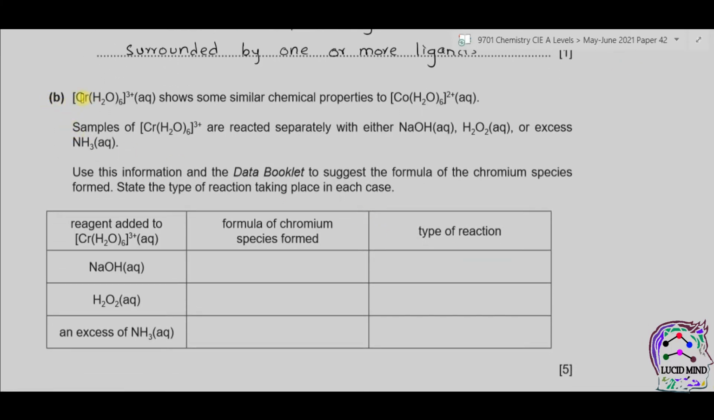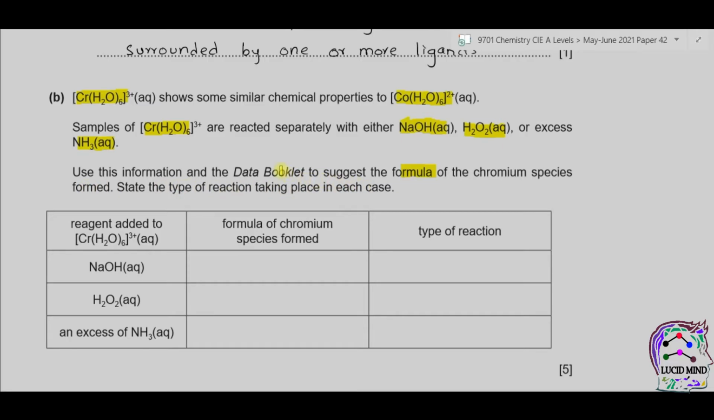Part B, we have chromium H2O6, 3 positive, aqueous. It shows similar chemical properties to cobalt H2O6, 2 positive. Samples of chromium H2O6 are reacted separately with either sodium hydroxide aqueous, hydrogen peroxide aqueous, or excess ammonia in aqueous form. Use this information and the data booklet to suggest the formula of the chromium species formed. State the type of reaction taking place in each case.